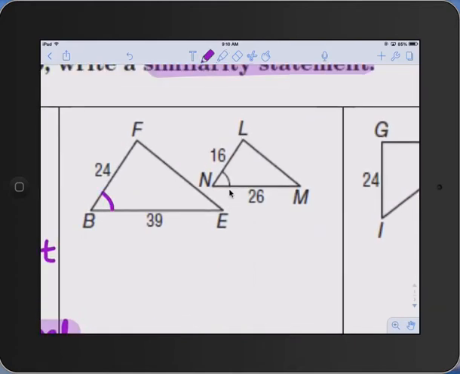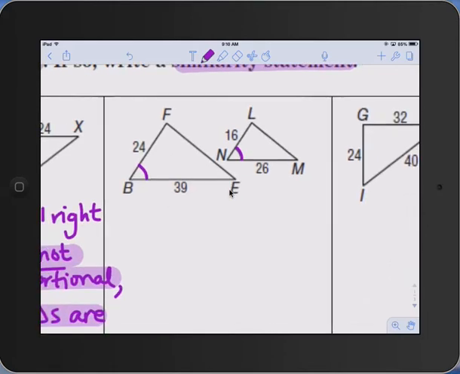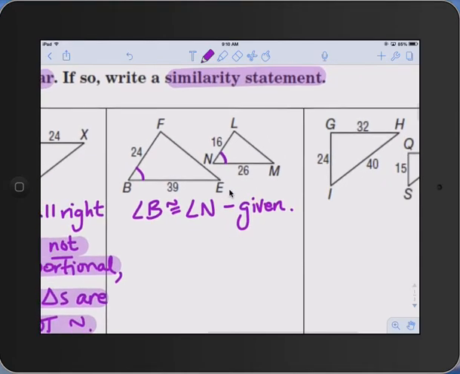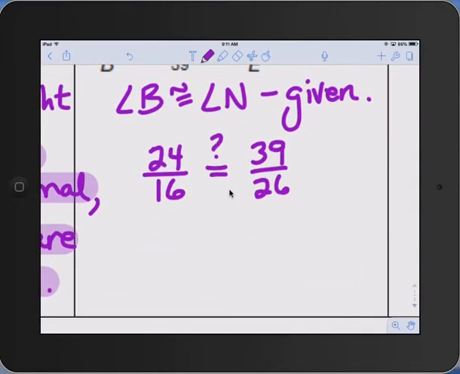Okay, for this one, we've got the angles that we need given to be congruent. So angle B is congruent to angle N was given. And then we want to check their ratios. So you can stay within one triangle and compare them, or you can jump back and forth. So 24 is the short side given, and then 16 is the short side that would be compared in the other triangle. You want to know if that's equal to 39 over 26. Again, you can cross multiply or you can simplify. So divide out an 8 would make this 3 to 2. Divide out a 13 would make the other side 3 to 2.